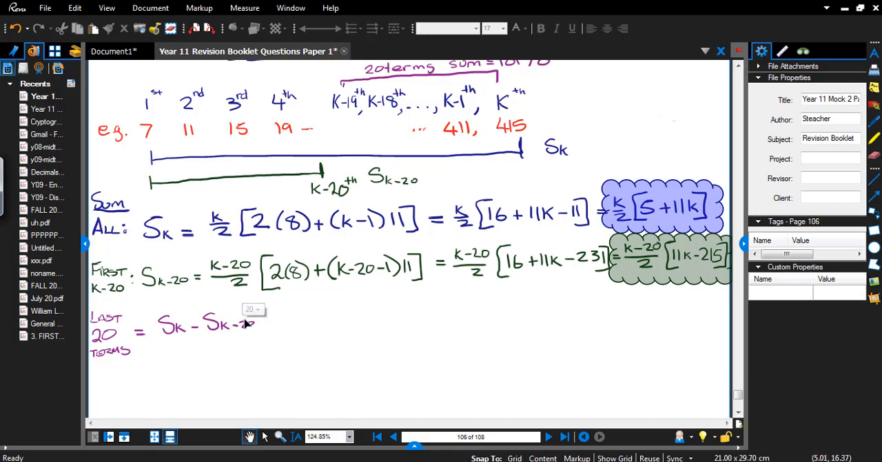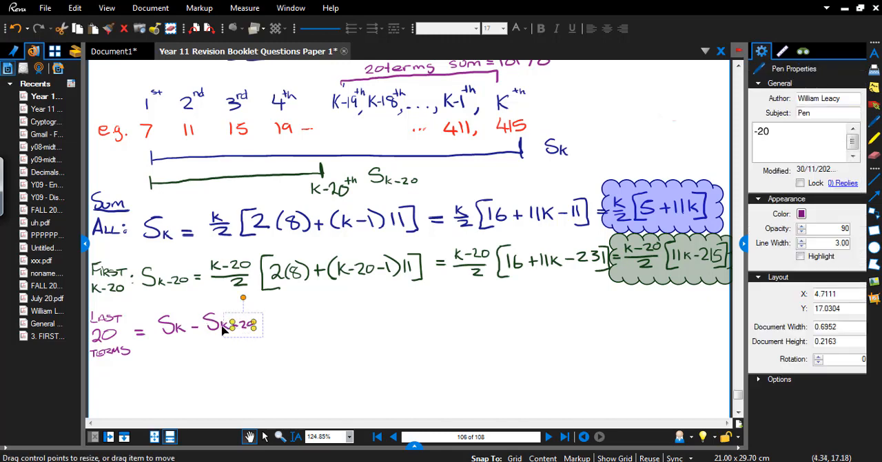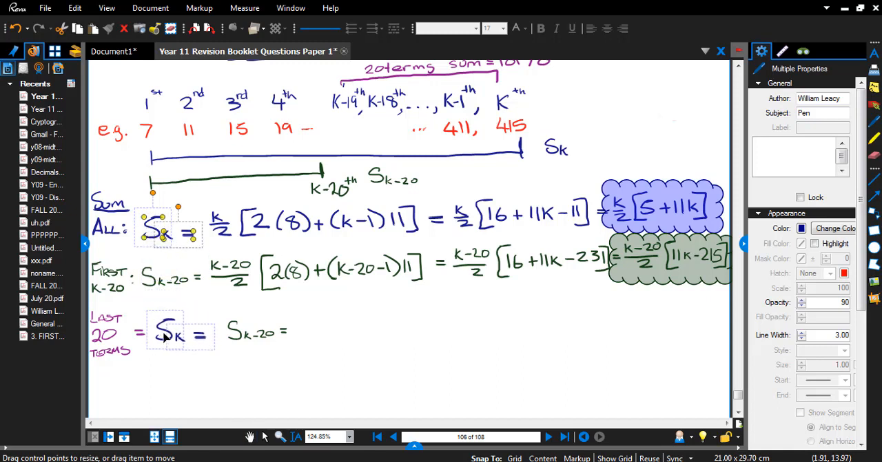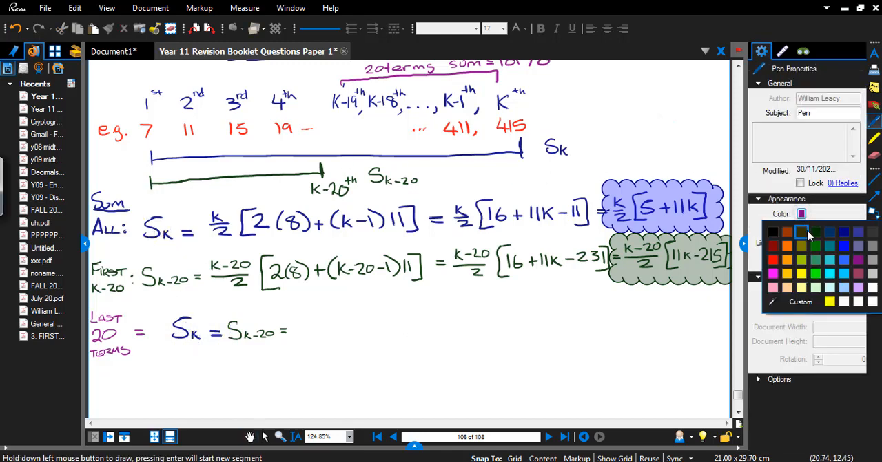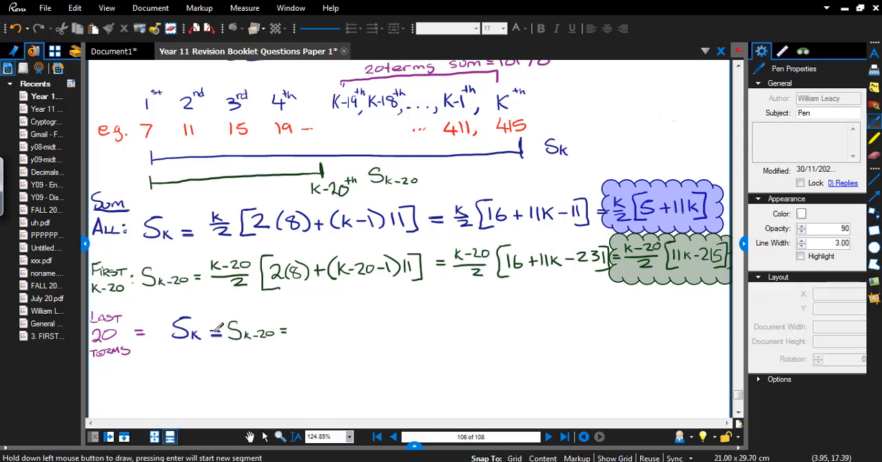Alright, I better put that as a... Okay, I'll just rewrite that. I'm just going to put this down here. That's probably easier. Okay, so we're going to get the sum of the first k terms minus the sum of the first k minus 20 terms. So just kind of erase that. That's better. So now you can follow. Right, let's get on with it.